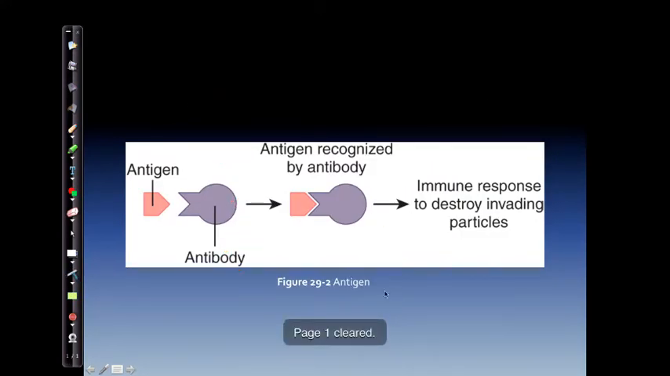This is 29.2, an antigen-antibody reaction, and essentially what we have here is our body has produced an antibody that will excite the immune system, and anything that will interact with this antibody would be an antigen-antibody reaction, and that's what it is circled. And once we have this, it essentially kicks off the immune system's response.